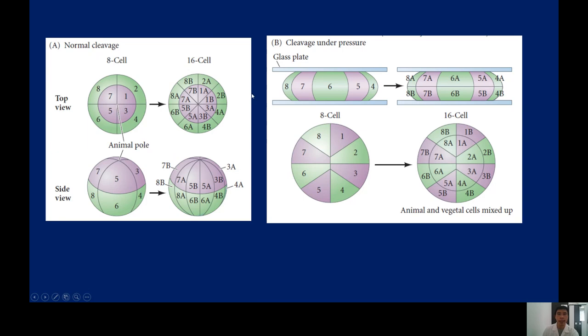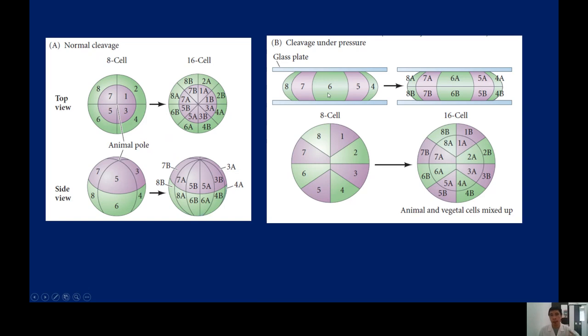This is also experiments showing that the situations like pressure during the cleavage will also determine the formations of the cells, the arrangements of the cells, and thereby the formations of the organs of such individuals. In the normal cleavage, in top view and in the side view, there is a kind of polarizations. So these locations will be the animal pole part, while the green one will be the vegetal pole part. And then it will be the different distinctive parts of the individuals when it becomes an individual later.